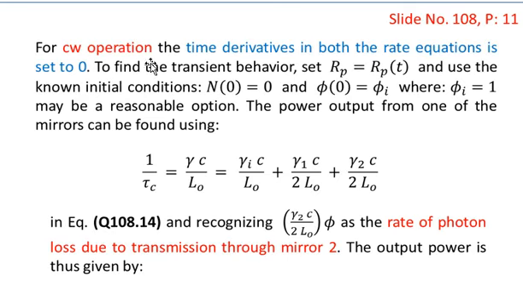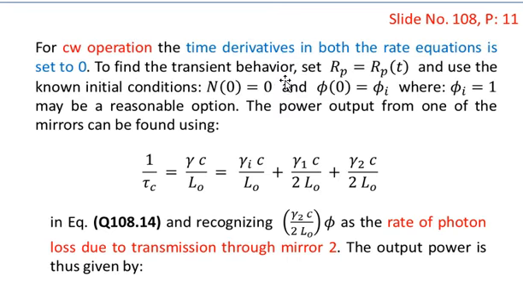For continuous wave operation, the time derivatives in both the rate equations are set to 0, because continuous wave operation means that the intensity is not changing with time, and we can set dI over dt equal to 0, and similarly the photon numbers are not changing, we can set d phi over dt equal to 0. And this will hold for the continuous wave operation.